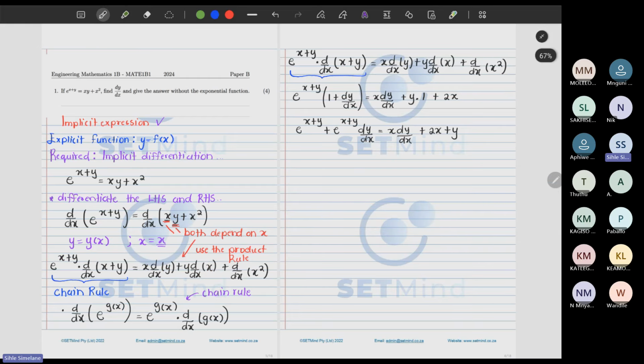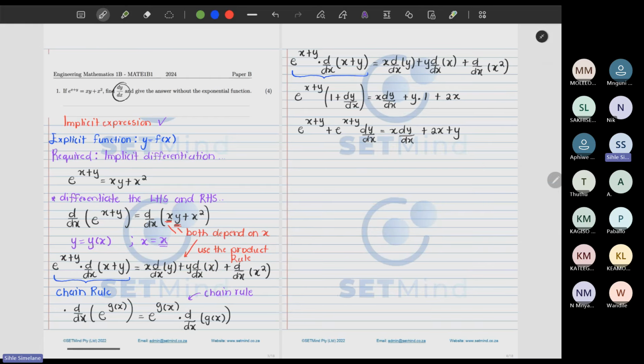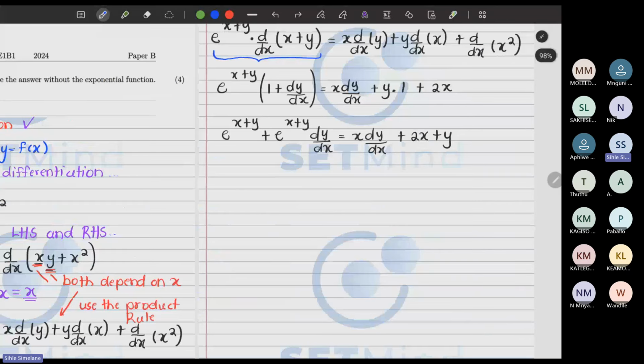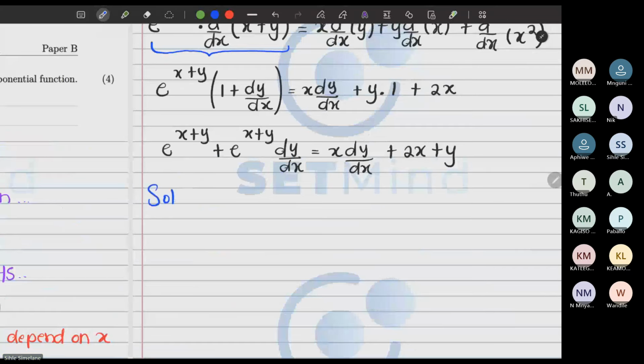Remember that, guys, the problem requires us to solve for dy dx. So we should go to what we have found now and make dy dx the subject of the equation. We need to solve for dy dx. In other words, we need to make it the subject.